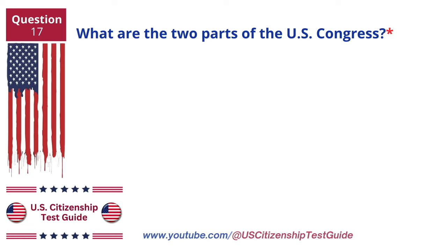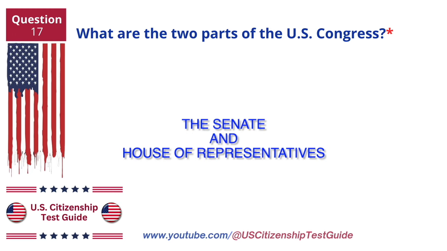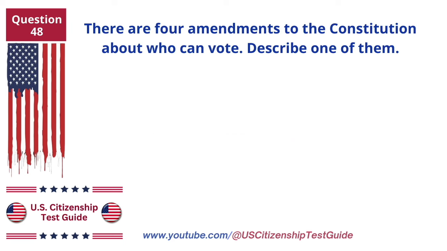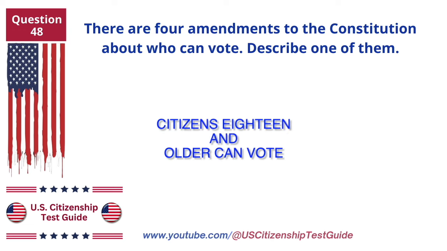What are the two parts of the U.S. Congress? The Senate and House of Representatives. Who wrote the Declaration of Independence? Thomas Jefferson. There are 4 amendments to the Constitution about who can vote. Describe one of them. Citizens 18 and older can vote.